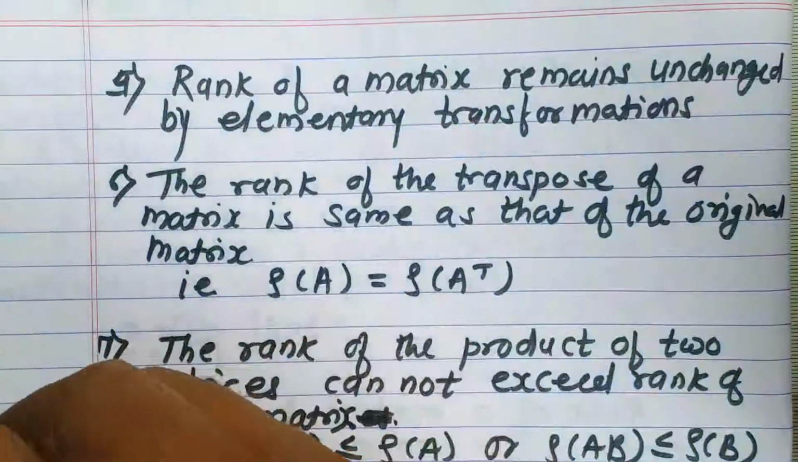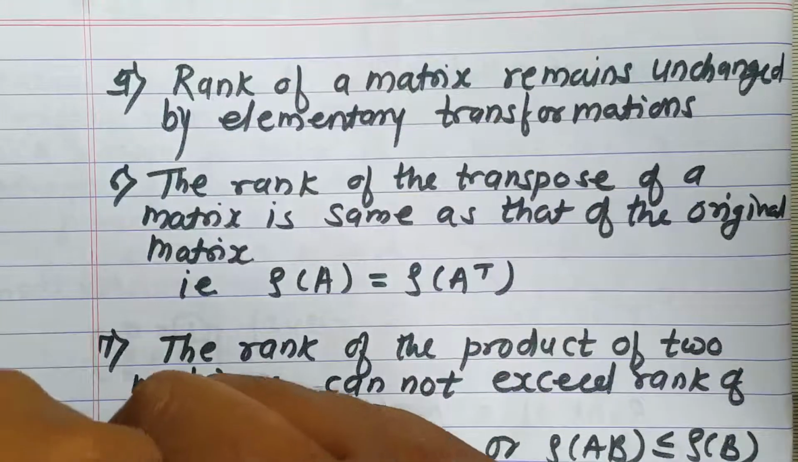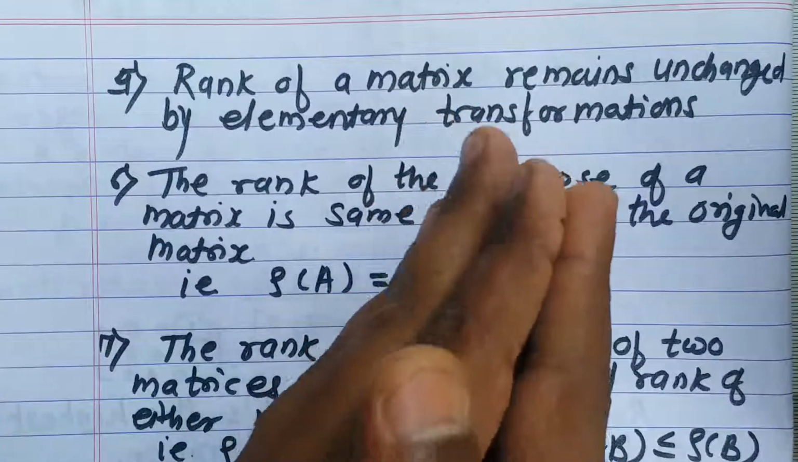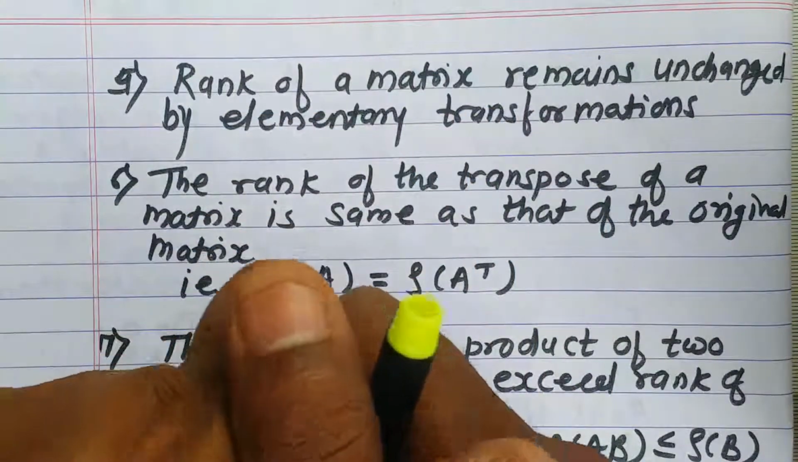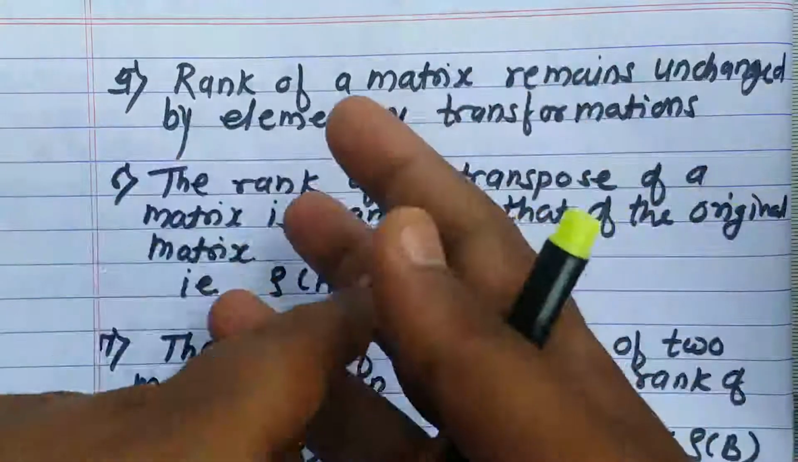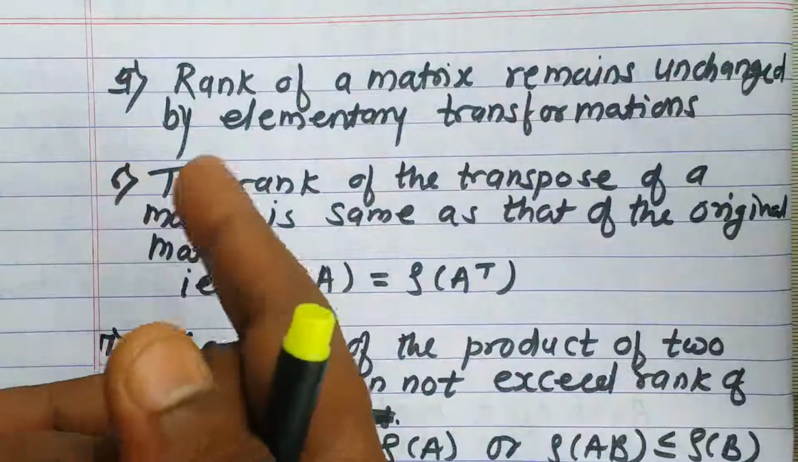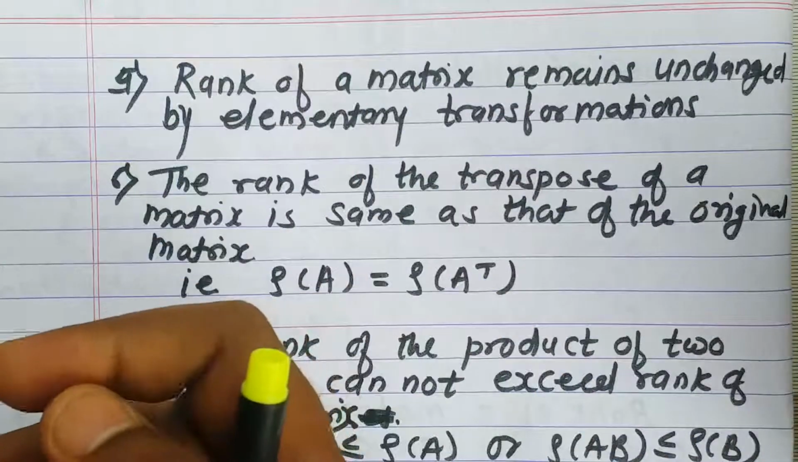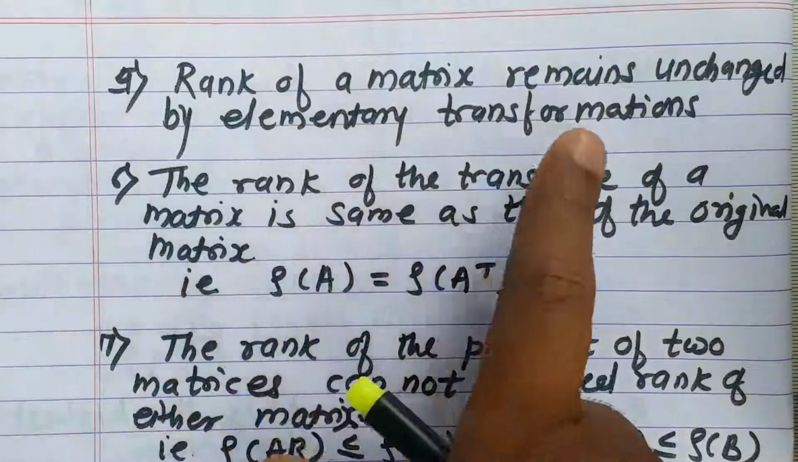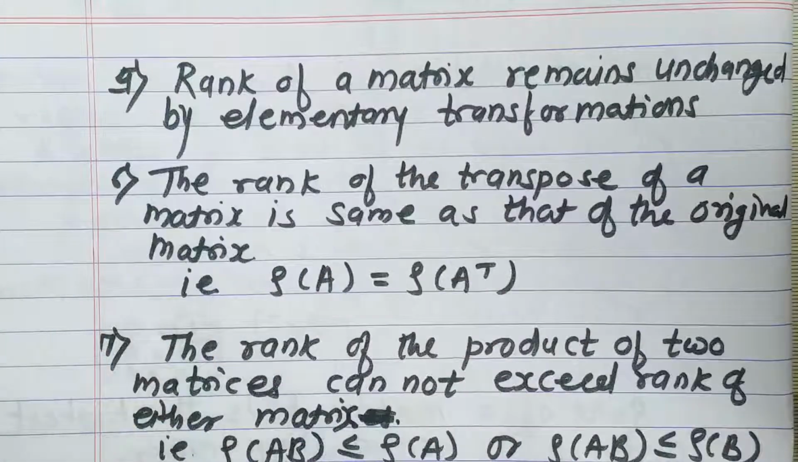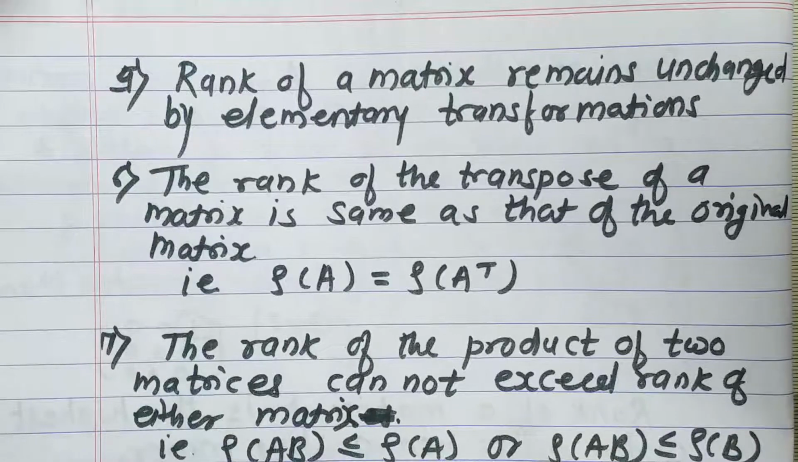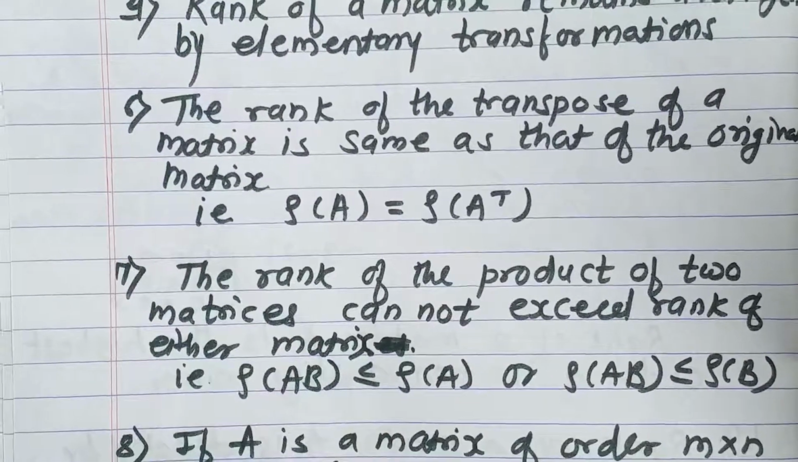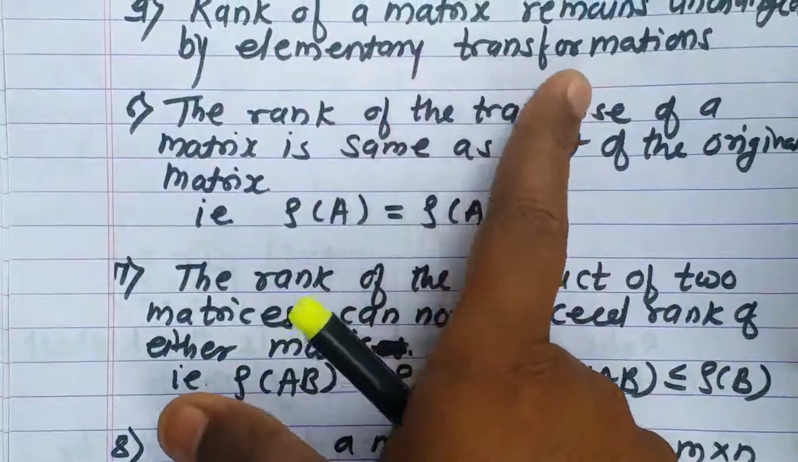Whenever you are going to do the calculation for rank, you can reduce that matrix to a simple form by using elementary transformations, and from whatever simplified form of that matrix you get, you can also determine the rank of the given matrix. So this is a very important property. We can perform elementary transformations for evaluating the rank of a matrix, because after applying elementary transformations, rank doesn't get changed.